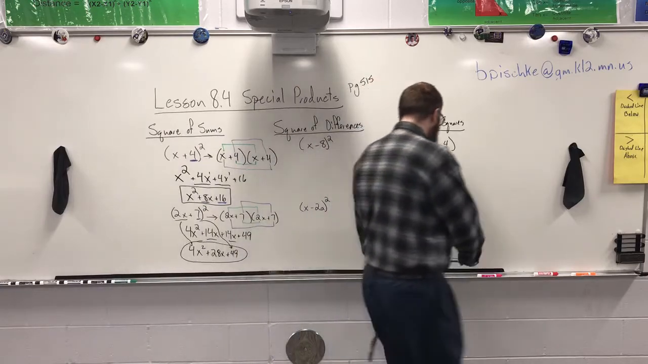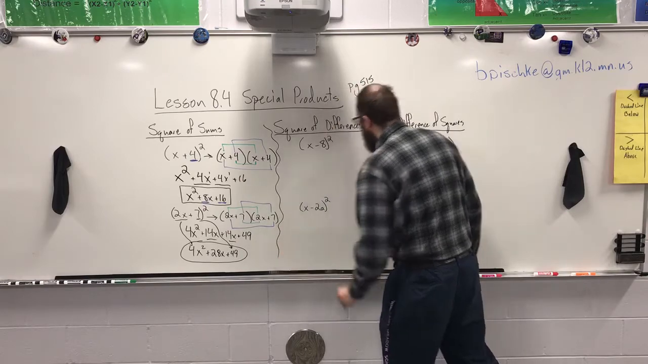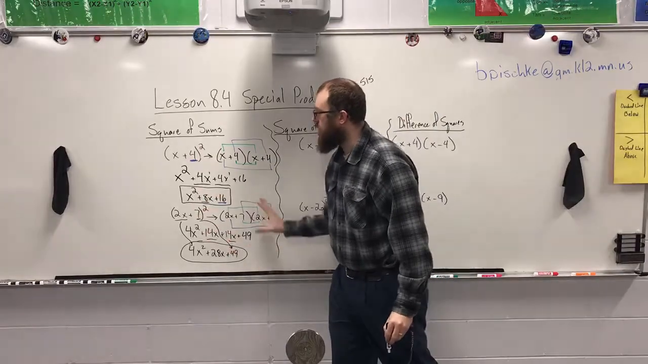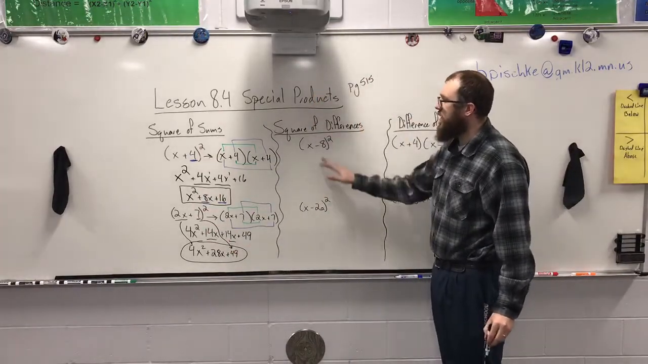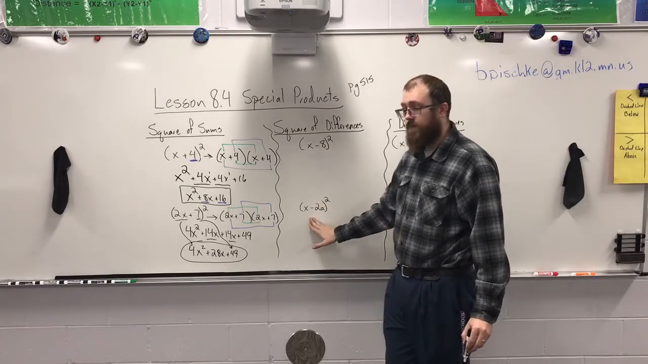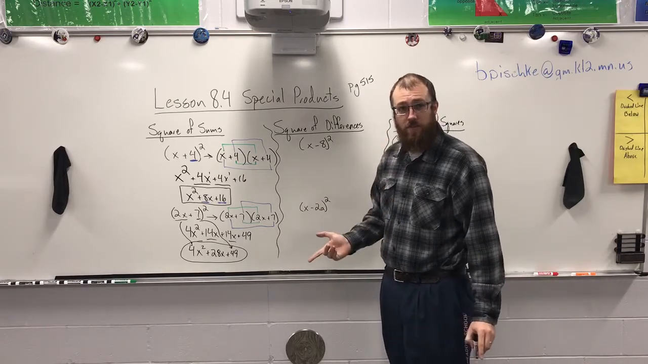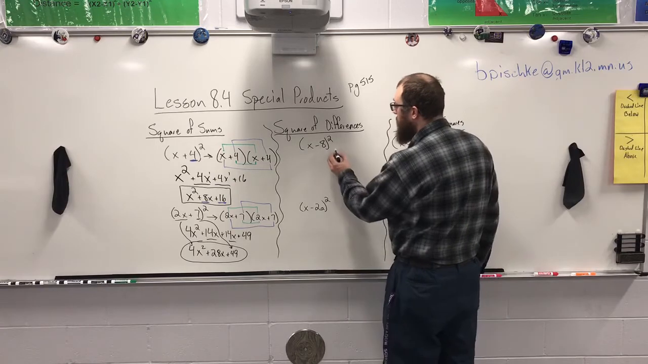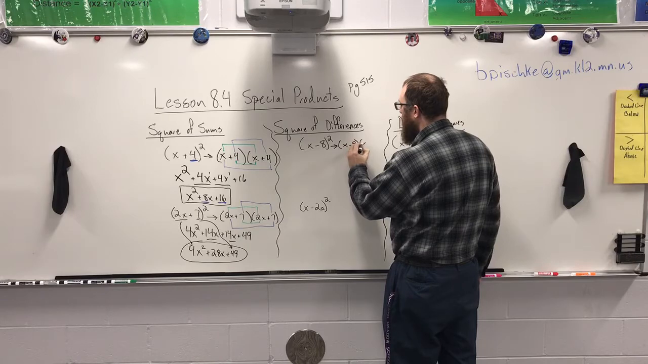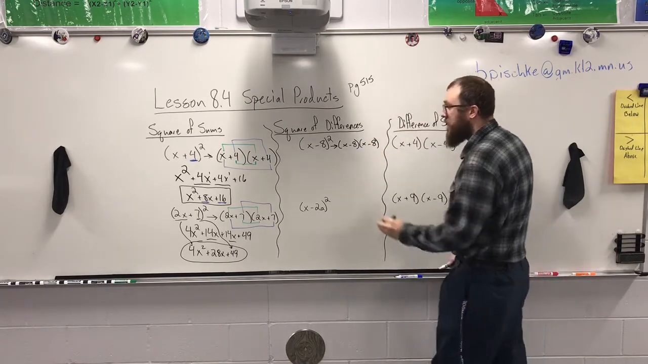Now I'm going to walk over to my square of difference section, which is in the middle here. You'll notice that the only difference between this section here and this section here is that the binomial is separated by subtraction. So instead of being addition problems, they're now subtraction problems. We're going to split them the same way. x minus 8 times x minus 8. Go through our FOIL process.